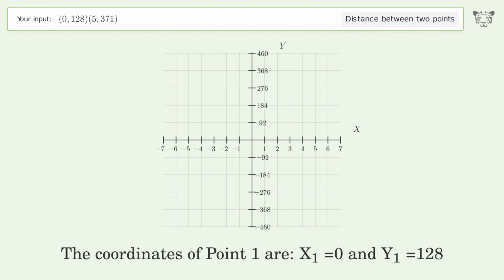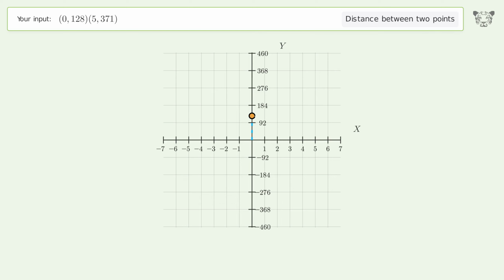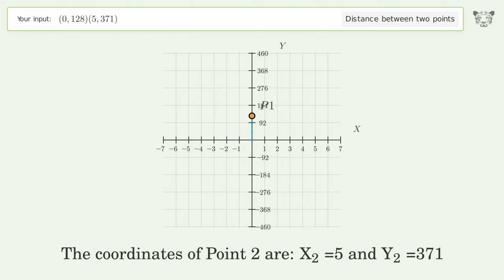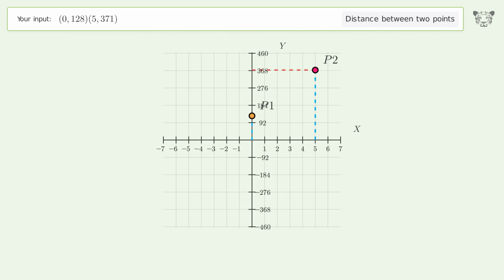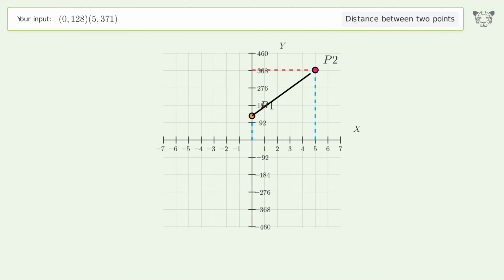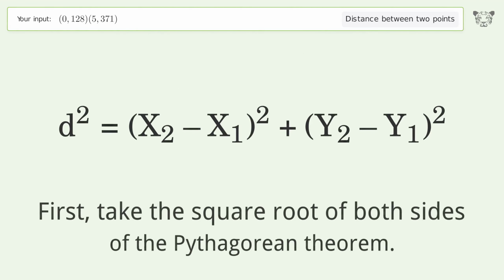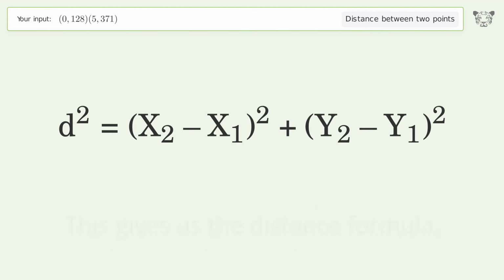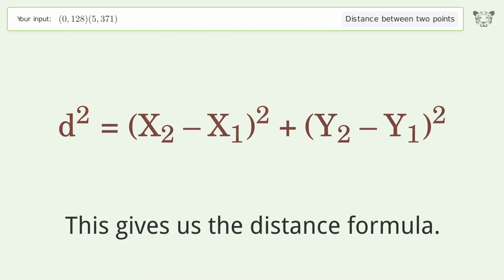The coordinates of point 1 are, x1 equals 0 and y1 equals 128. The coordinates of point 2 are, x2 equals 5 and y2 equals 371. D is the distance between the 2 points. First, take the square root of both sides of the Pythagorean theorem. This gives us the distance formula.